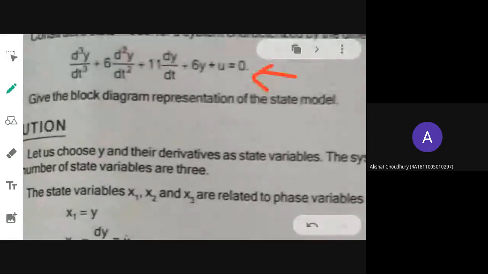The system is given in terms of what? What is this actually?